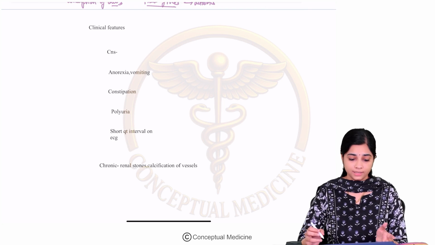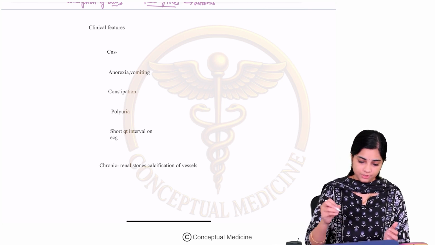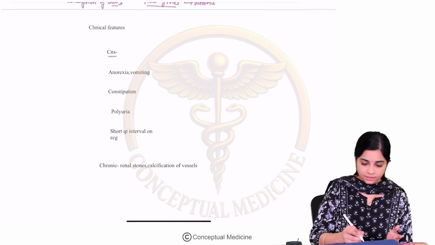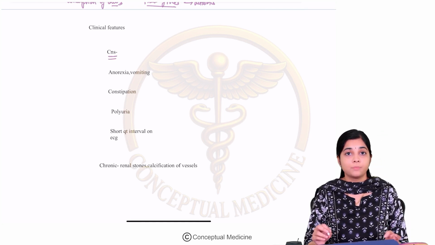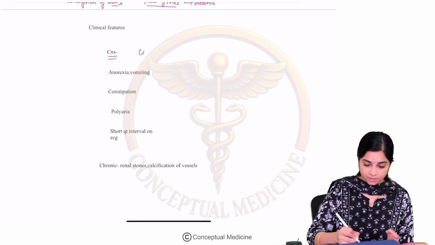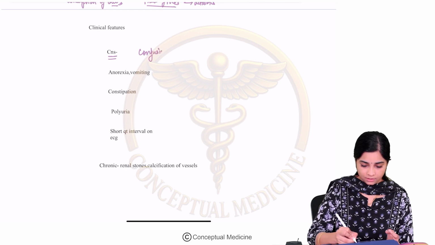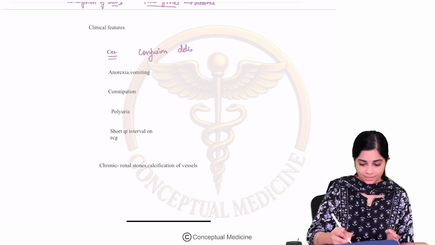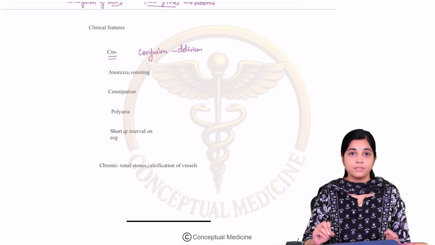So now let's look at the clinical features. What are the clinical features of hypercalcemia? In the central nervous system, a patient with hypercalcemia will present with what? They will present with confusion. They will present with a state similar to delirium.